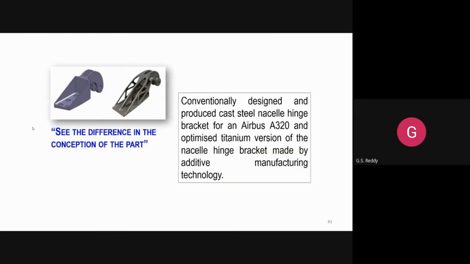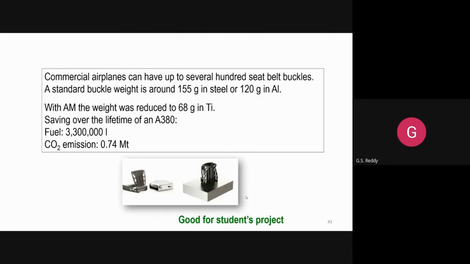Yes, these two small examples I want to tell you, sir. For the A320, conventionally designed and produced cast steel nickel hinge bracket for an Airbus 320. If you can optimize it, you can definitely make it by 3D printing. This is the titanium version of the hinge bracket made by additive manufacturing technology, made in titanium alloy for the A320. That's the message. For students, these types of projects may be very attractive, and they will be at the top of the world.